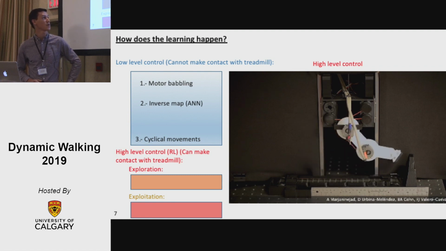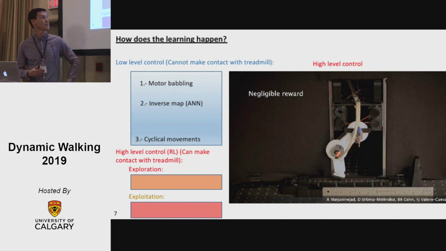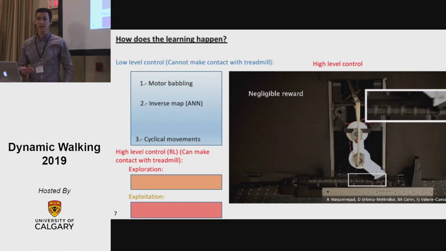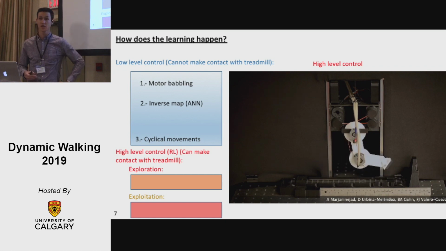So you can see how it has no reward at the beginning. Then the reward is negligible. And the inverse map that I described at the beginning is going to be refined each time that we do an attempt until we get really high reward, and we see how the system is learning to propel the treadmill backwards.